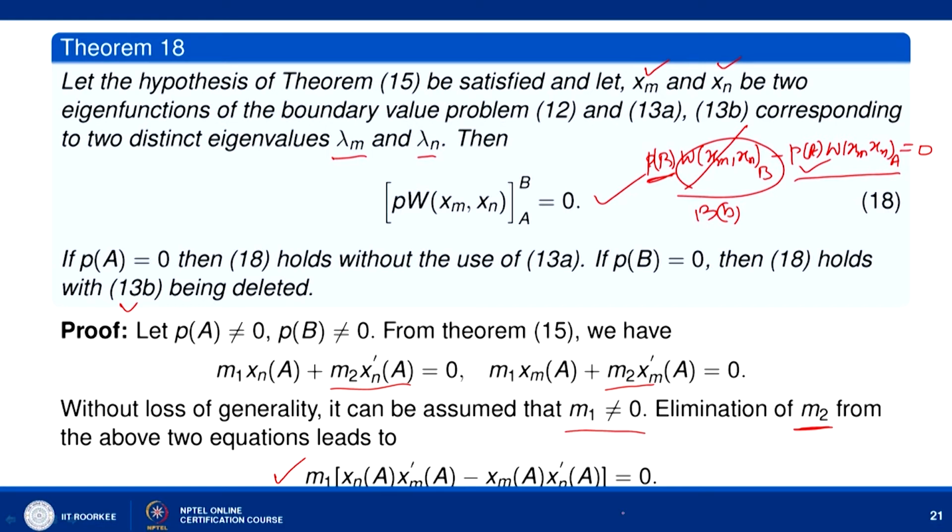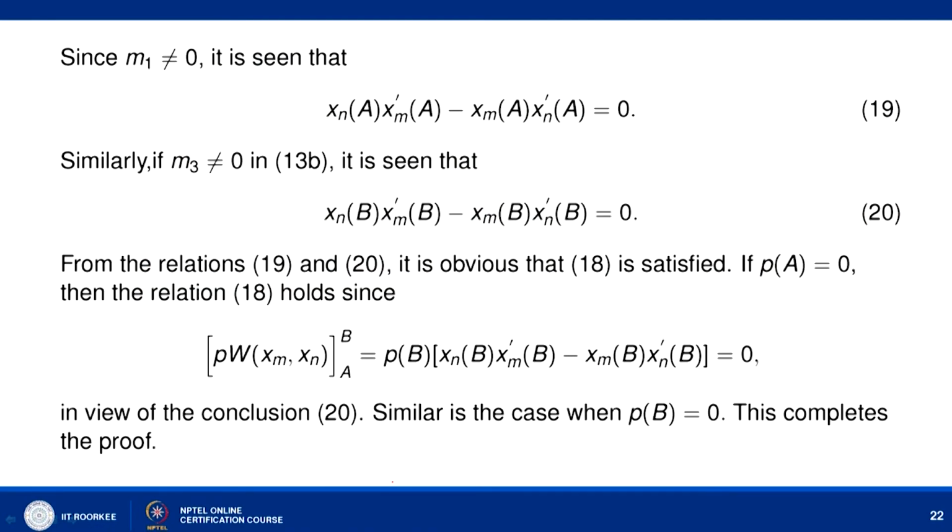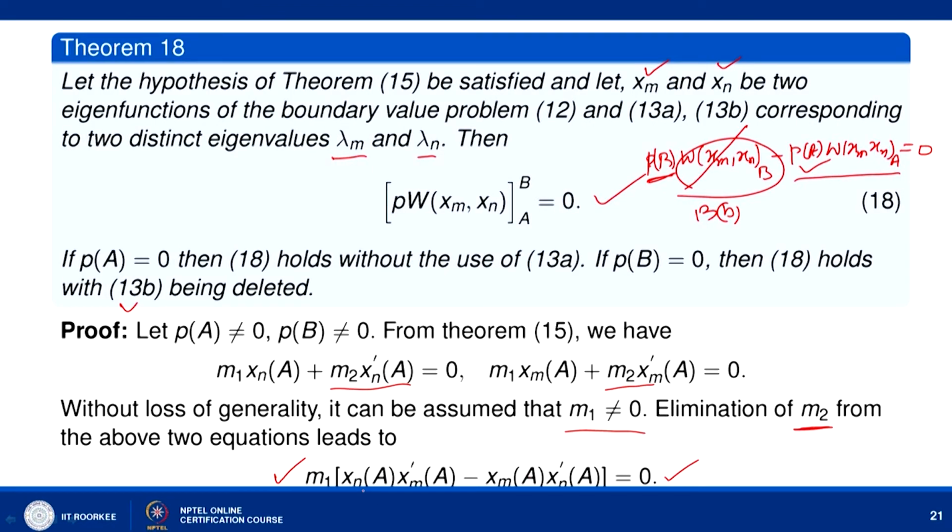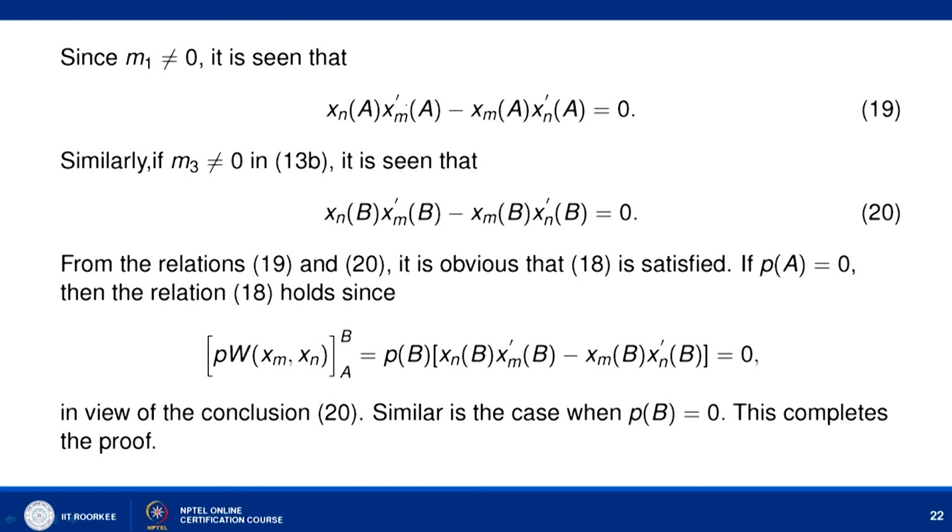If m1 equal to 0, then we can very easily obtain this like this, but now the coefficient is going to be m2. Now we have this. So since m1 is not equal to 0, we can cancel it out, and we have this: xn(a) xm'(a) minus xm(a) xn'(a) equal to 0. So this we have obtained from 13a, that is the boundary condition given at the point x equal to a.